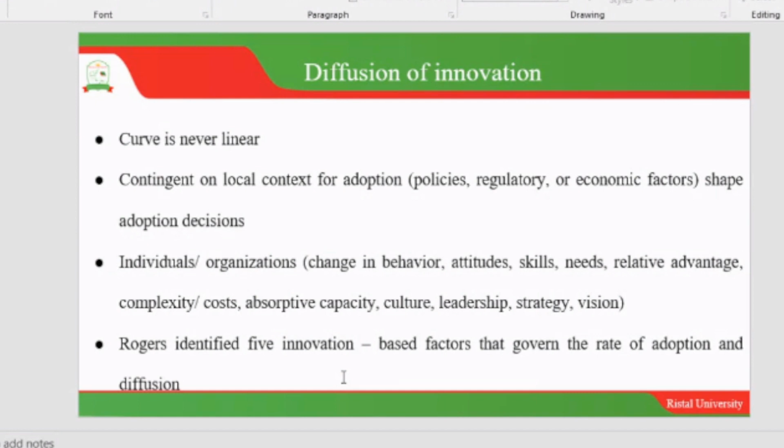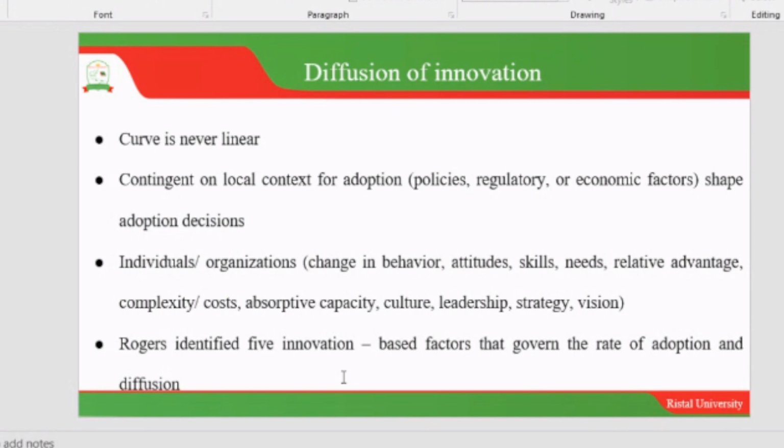Then we also have individuals and organizations as another factor. For your innovation to work, you have to focus on their behaviors, their attitudes, the skills, the needs, the relative advantage of your innovation compared to other innovations, how complex your innovation is, and the cost.